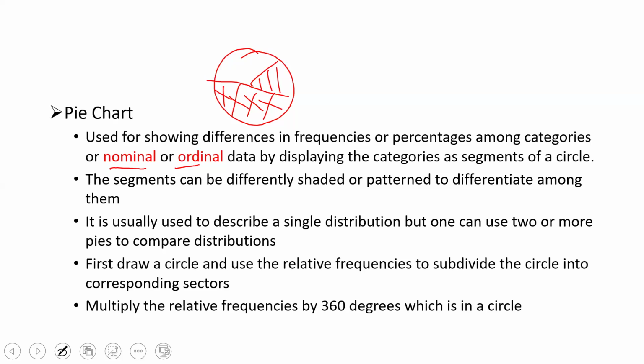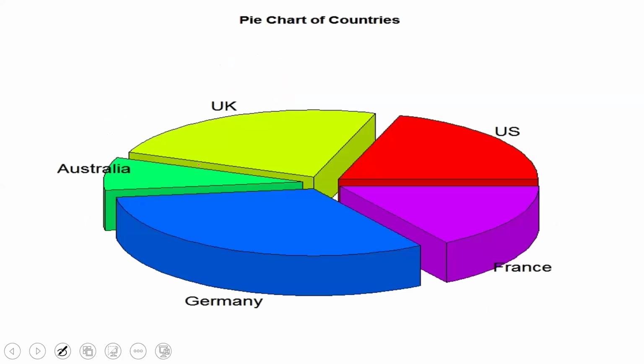You first draw your circle, and use your relative frequencies to subdivide the circle into corresponding sectors. Normally, we multiply by 360, which is the degrees of a circle, and then you get your proportion for each of the segments. This is an example. Looking at this pie chart, we can say without going further that Germany has the highest proportion, and the least is Australia. That is how fast it can give you an answer. Remember, we are talking about organizing your data.